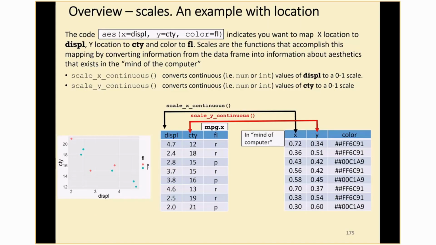So recall that I made a distinction between themes on the one hand and scales and guides on the other. Themes refer to those parts of the plot that are independent of the data, and scales and guides refer to those parts of the plot that are dependent on the data. And so when you put together the plots for your thesis, what you want to do is have a common theme so that all your plots look about the same.